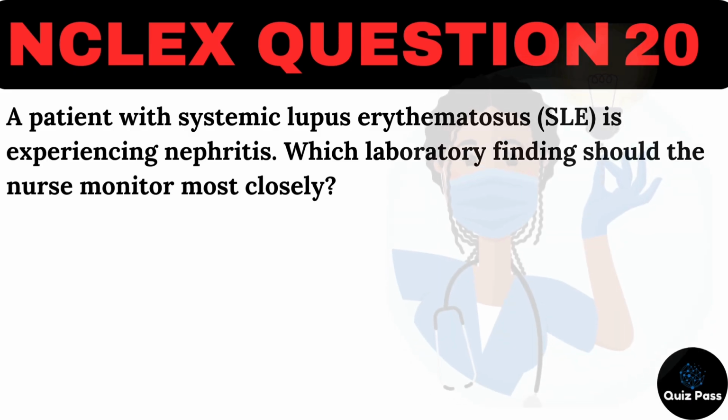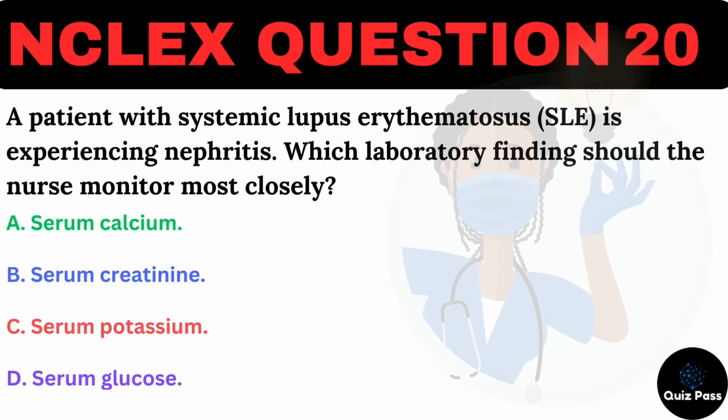A patient with systemic lupus erythematosus, SLE, is experiencing nephritis. Which laboratory finding should the nurse monitor most closely? A. Serum calcium. B. Serum creatinine. C. Serum potassium. D. Serum glucose.